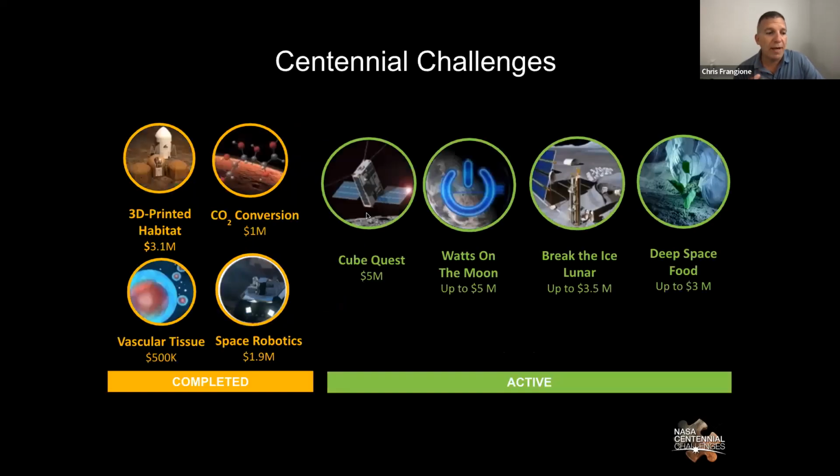We currently have 4 active prizes worth over $15 million, and 3 of these are focused on our return to the moon. Watts on the Moon, which is about powering lunar settlements and work on the moon; Break the Ice, which is what we're talking about today; and then Deep Space Food, which is about feeding crew on long-term missions.